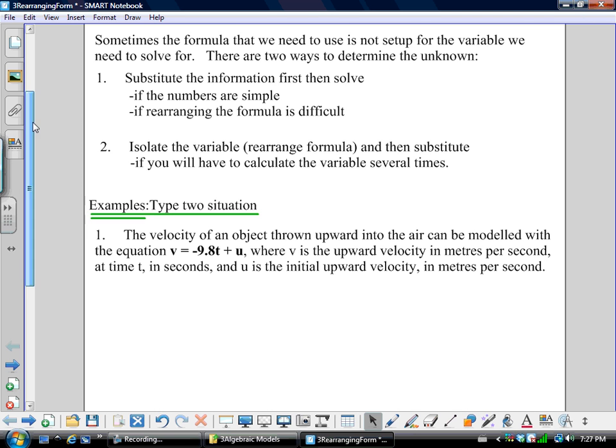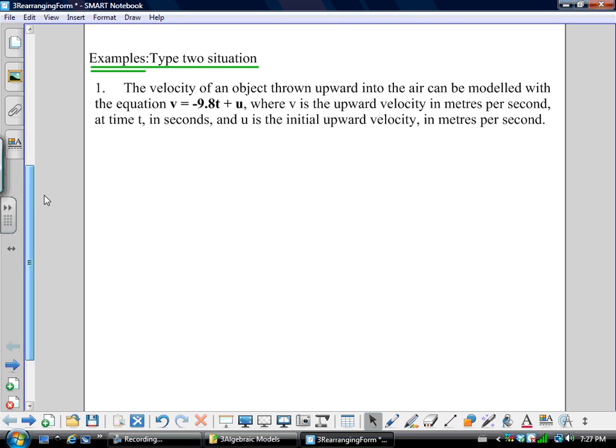The first one is: the velocity of an object thrown upwards in the air can be modeled with the equation v equals negative 9.8t plus u. Now we have to figure out what all those letters are, where v is the upward velocity in meters per second at time t in seconds, and u is the initial upward velocity in meters per second. Okay, well, that's fine.